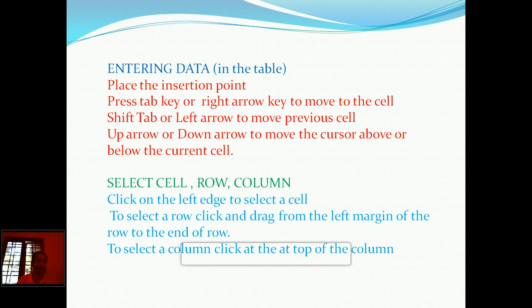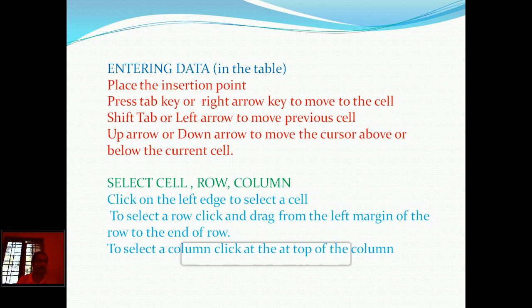And from the current cell, if you want to type some data one cell above or one cell below, then in that case we can use the up arrow. If you want to move the cursor just above the cell, press the up arrow. If you want to move the insertion point just below the cell, then we have to press the down arrow. Then after that we type the data.